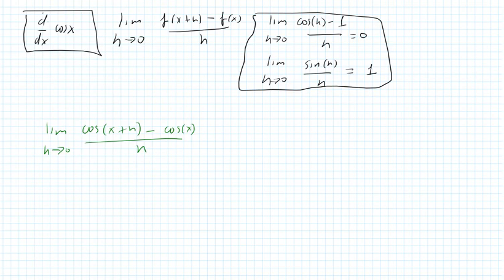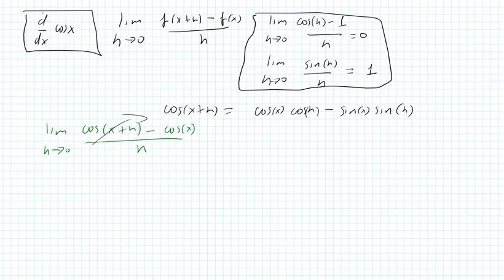And also we're going to need a trigonometric identity. So what we're going to do is let cos of the sum of the angles x plus h equal cos x cos h minus sine x sine h. So we're going to plug that in instead of here.